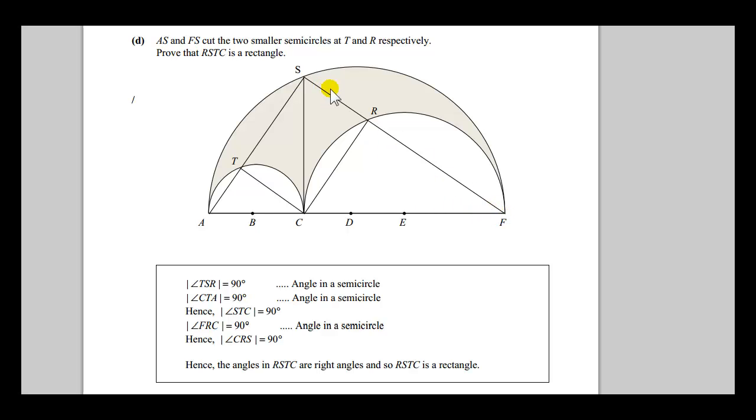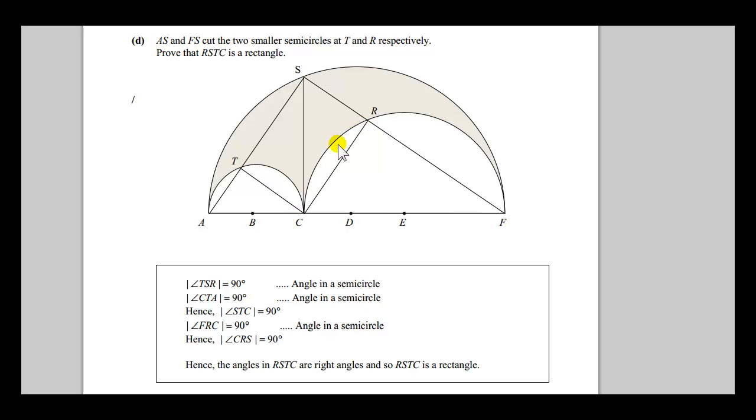So the angle between the line FS and AS is 90 degrees. So this angle up here is 90 degrees because it's the angle in the semicircle. We pick a point on the semicircle and join that point to the ends of the diameter, and so this angle is 90 degrees. Similarly in here, point T is a point on the smaller semicircle. If we connect that point to the ends of the diameter, we have a right angle. So this angle is a right angle, so the one next to it is obviously a right angle. So these two angles up here are right angles.